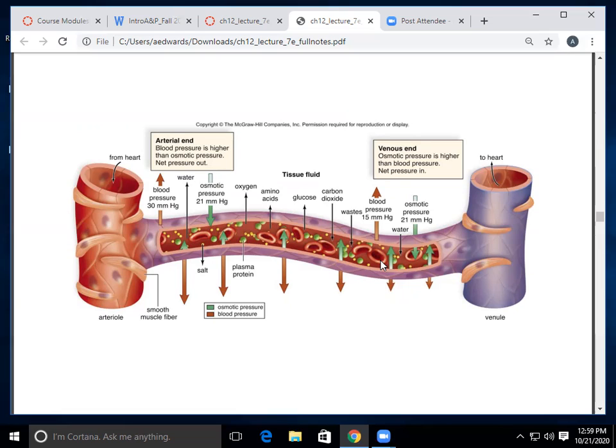Typically, because your tissues have already used up their oxygen that they had previously, they have a high concentration of carbon dioxide. So that carbon dioxide will go into the capillary as well as waste products. Okay, because again, they've been building up waste. All right, and toward the venous end, now water starts coming back in to the capillary. All right.